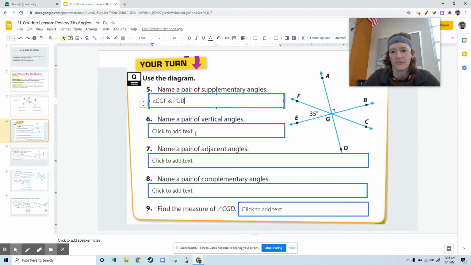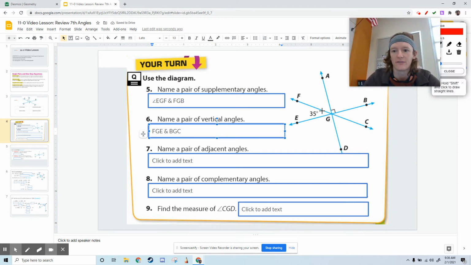name a pair of vertical angles. That's where vertical angles are, they make two V's against each other. It's really hard to show with my fingers. But I see the FGE. So FGE and BGC are vertical angles. I can draw them on this diagram and show you from here to here and here to here. These are just two lines that cross each other. So I know that this is 35, and this is also going to be 35. I know it because they're vertical angles. They also look like they're the same from here to here, here to here. So those are vertical angles.